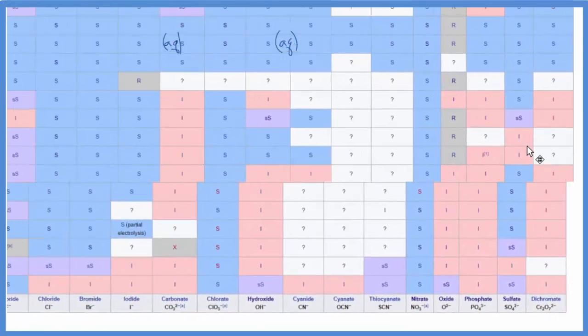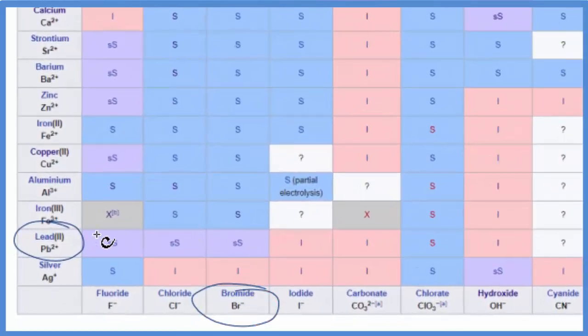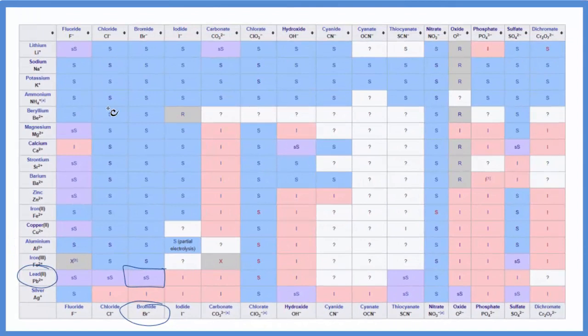Let's take a look at the solubility table. So we have the positive ions here. Right here is lead at the bottom, and then the negative ions. So we're looking for the bromide ion, Br minus. So we go across, we can see that it's slightly soluble, just like lead chloride and lead fluoride. Slightly soluble, we treat that the same as insoluble when we do net ionic equations.